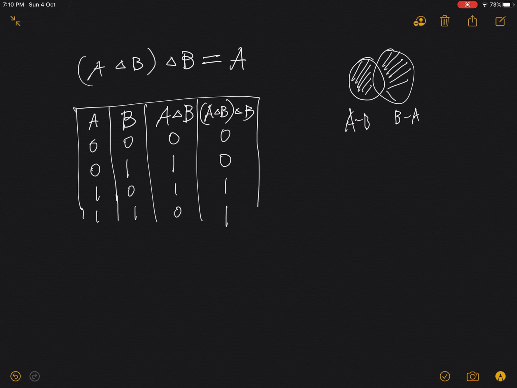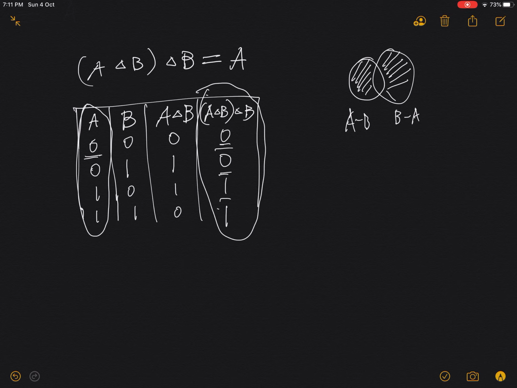After the calculation for the membership table, we can see the column A and the column A delta B delta B share the exact same values, 0, 0, 1, 1, 0, 0, 1, 1. So we say the two sets are equal.